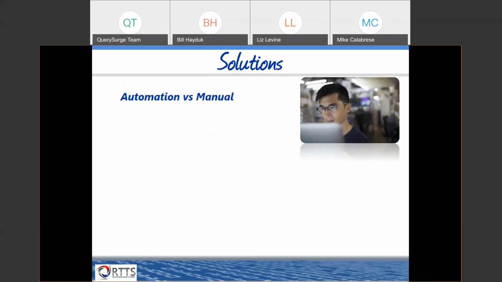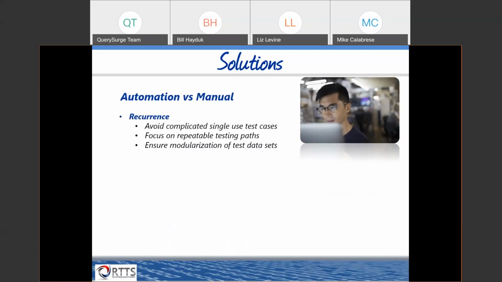Given that we are dealing with so much data, automation is a good solution, but you want to identify and understand before you implement this automation. I would say to avoid complicated single-use test cases. So if you're dealing with complicated transformation and it's only needing to be executed one time, that may not be a good candidate for automation. What you really want to do is focus on the repeatable testing paths and ensure that you have modularization of your test data sets as well as your test scripts.